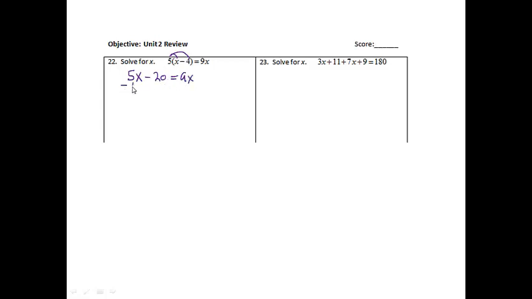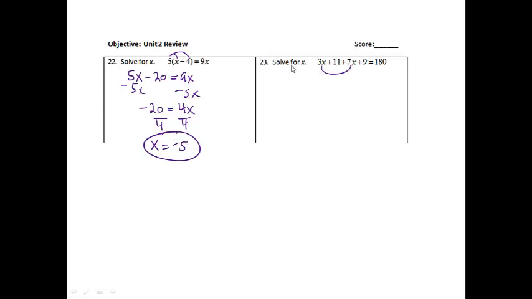I'm going to actually move the 5x this time. I don't normally do that, but otherwise it's going to leave the nothing over on the right side. So I'm going to get negative 20 is equal to 4x, and then from here we'll just need to divide both sides by 4. I'll get x is equal to negative 5.